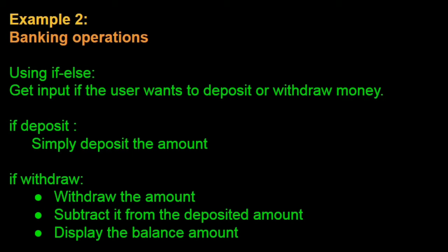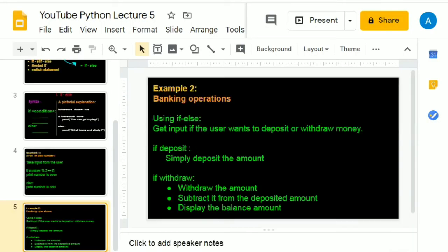We shall be looking into a more improvised version of this code when we are learning nested if statements. So we'll have a detailed banking operation there. For now, just for your understanding, we'll be doing a simple code. We deposit and withdraw and also display the amounts. Okay, let's get started.